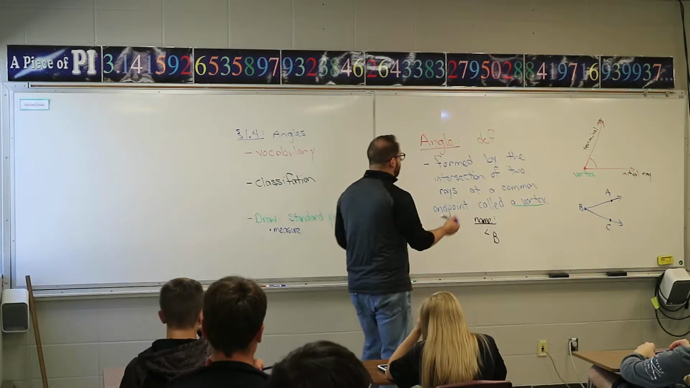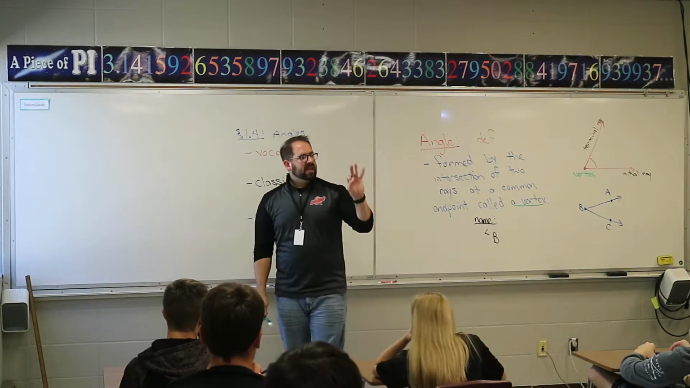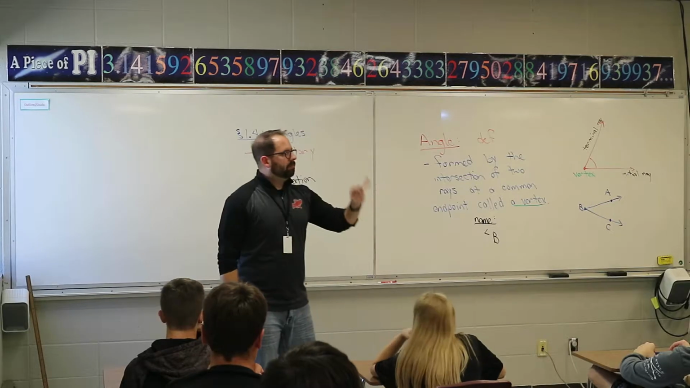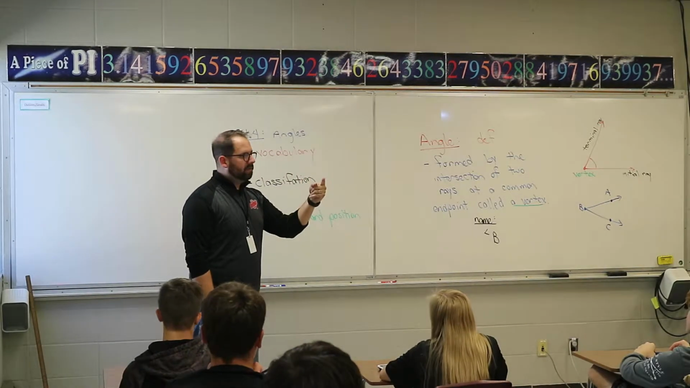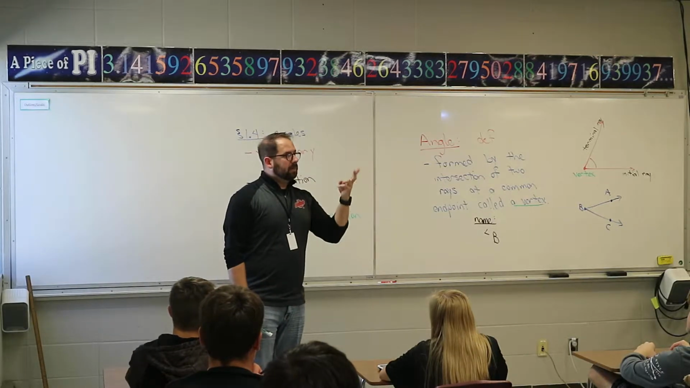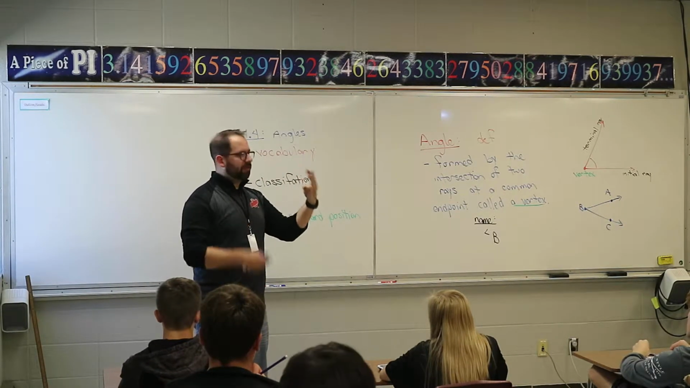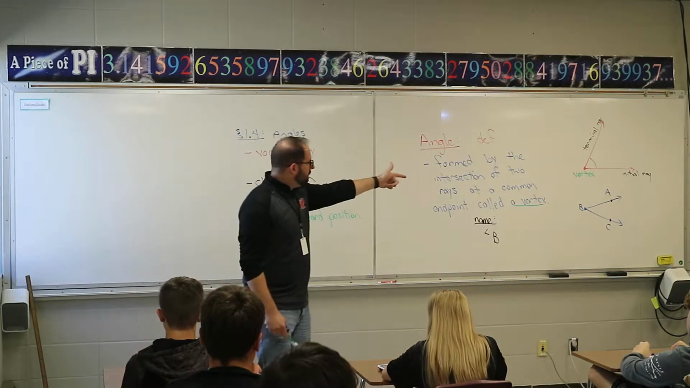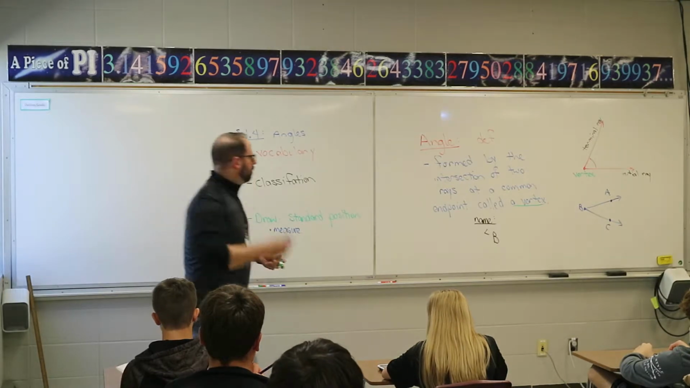So the more specific way to write it is to use the three-letter system, kind of like a plane. You have to name one dot that's on one of the rays. The second letter you pick has to be the vertex. The third letter has to be on the other ray. So, can somebody name that angle right there? Angle CBA. There you go.